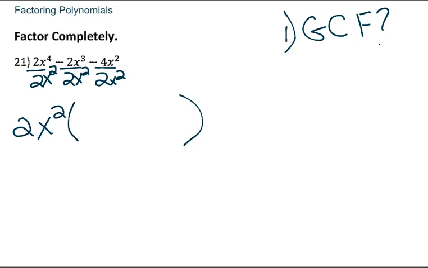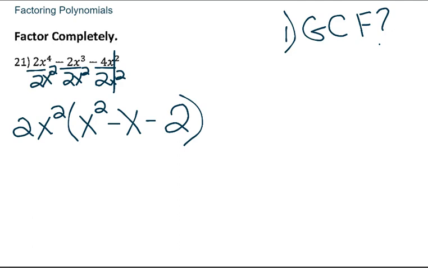So for my first term, 2x to the 4th divided by 2x squared, I'm left with just x squared. My second term, negative 2x to the 3rd divided by 2x squared, just leaves me with an x. And 4x squared divided by 2x squared leaves me with just a 2. My x squareds cancel, and that divides to be 1.